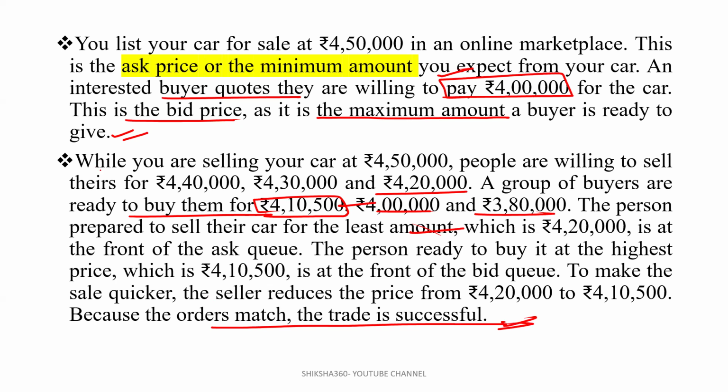So people are willing to buy at different rates. One group offers 4,10,500, the second 4 lakh, and the third 3,80,000. The sellers reduce their price from 4,50,000 down to the buyers' level. In the same way with currency, prices are continuously fluctuating, and where the customer and the financial institution settle at one price, at that point the deal is settled.